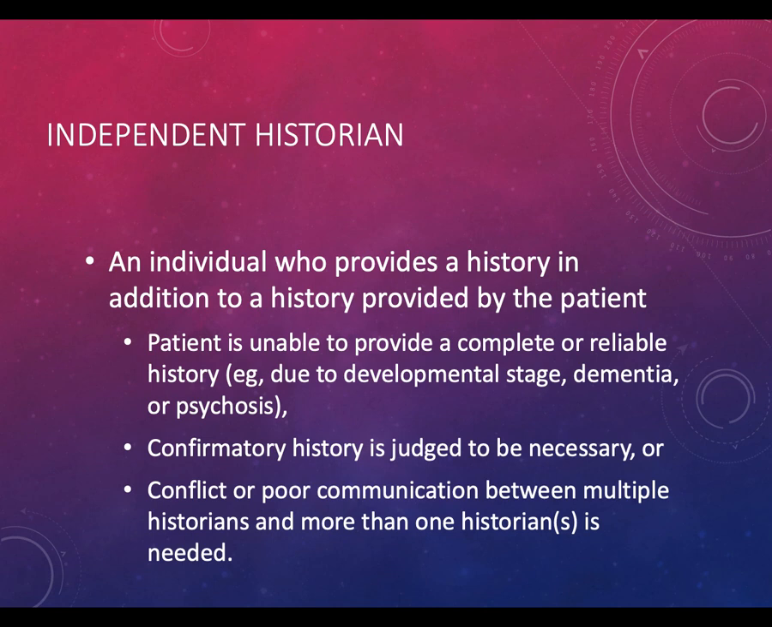Remember interactive complexity? It finally made it to E&M. Number 2, a confirmatory history is judged to be necessary, was added to account for the common practice of obtaining history from parents and other historians on a consistent basis. Document, however, that this confirmatory history was necessary.